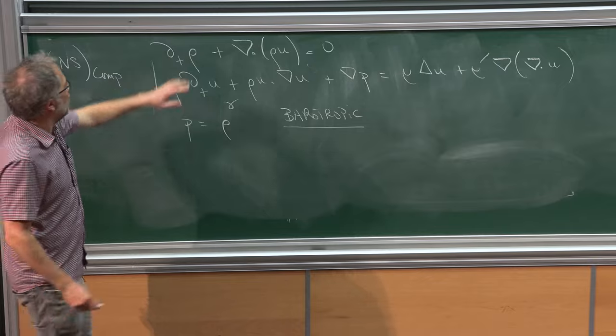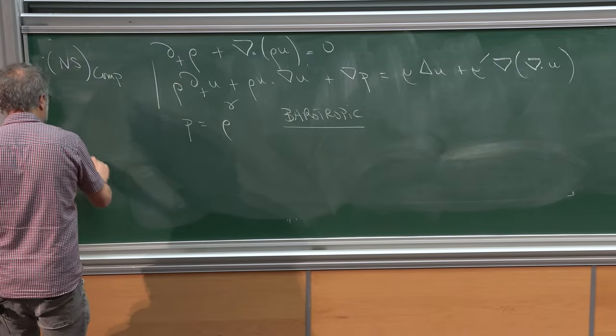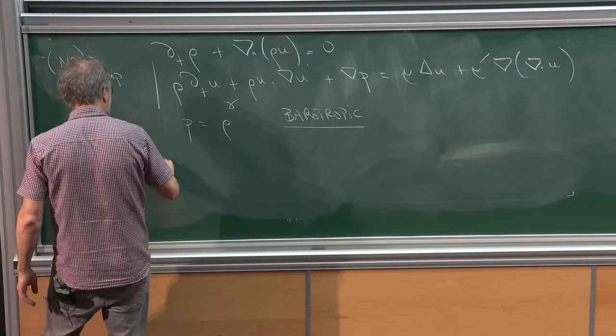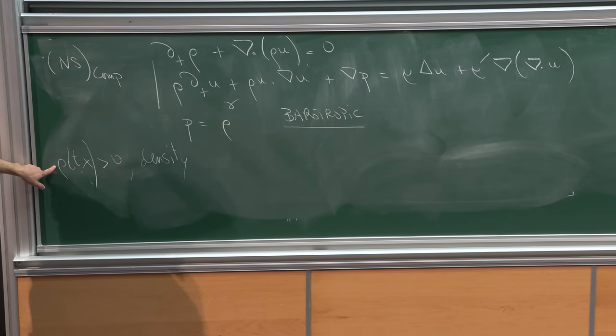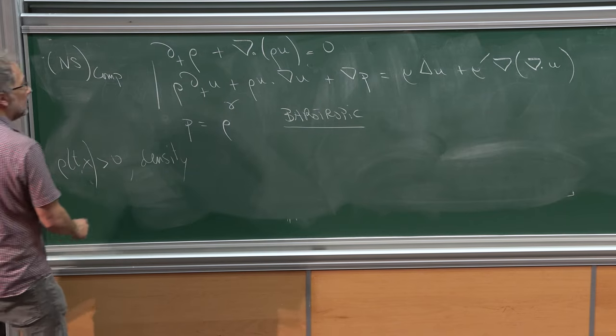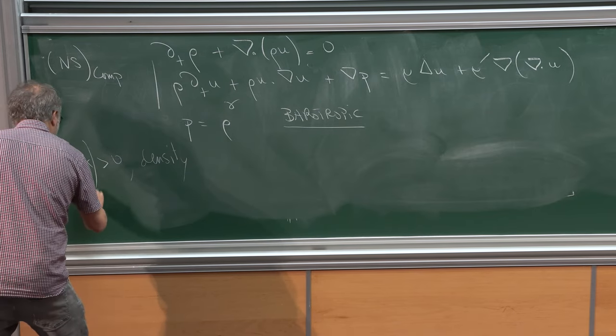Of course, rho is positive, it's density. I never allow rho to touch zero. I don't want vacuum anywhere. I will always ensure that this does not happen. And of course, u is velocity.